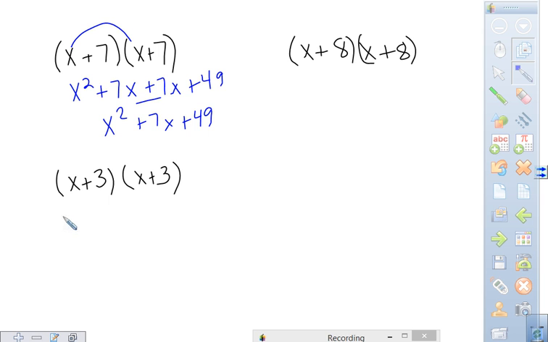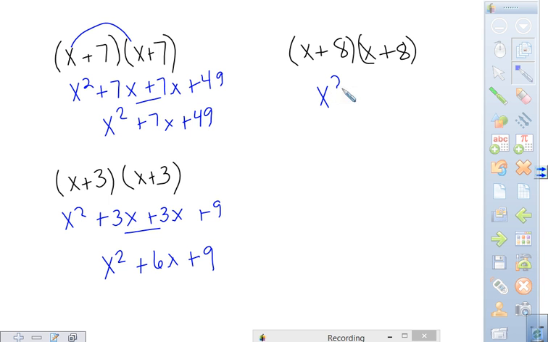Doing the second example, first, outside, inside, last, my insides and outsides make 6X. Again, another example, first, outside, inside, last, insides and outsides simplify.